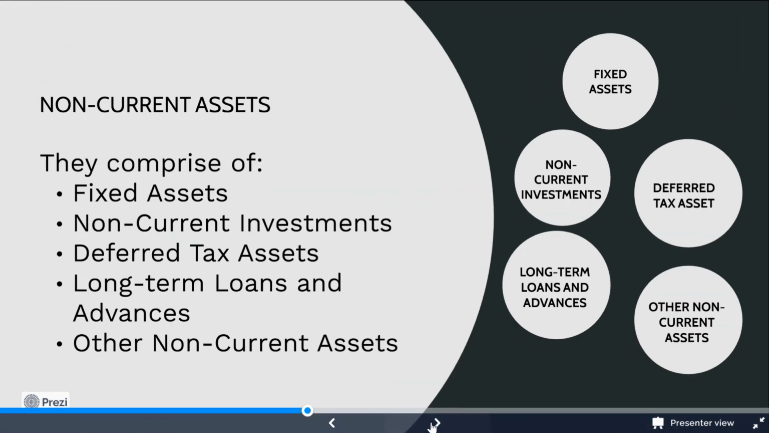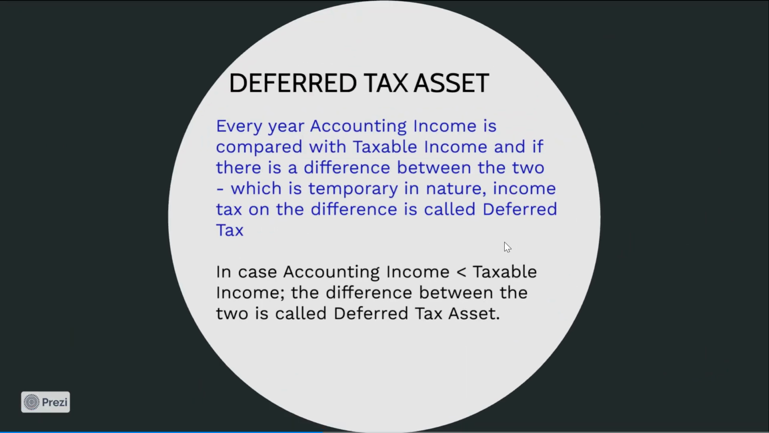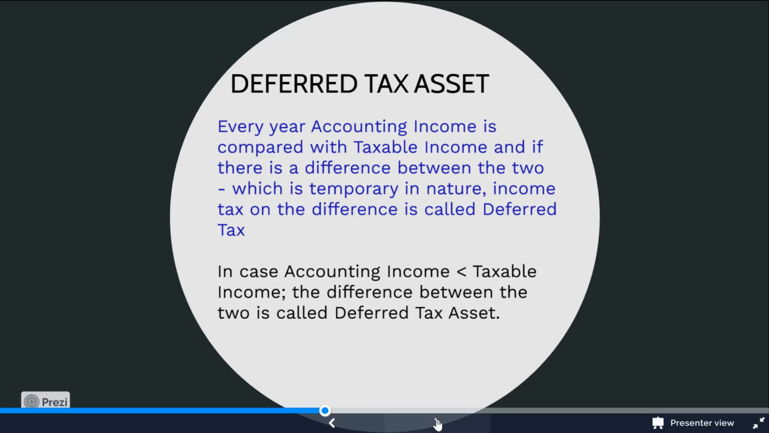Let's move on to deferred tax asset. Now we've already seen the meaning of deferred tax. Every year the accounting income is compared with the taxable income, and if there is a difference between the two, which is temporary in nature, the income tax on this difference amount is referred to as deferred tax. Now what is deferred tax asset? Where the accounting income is less than the taxable income, the tax on the difference between the two is referred to as deferred tax asset.